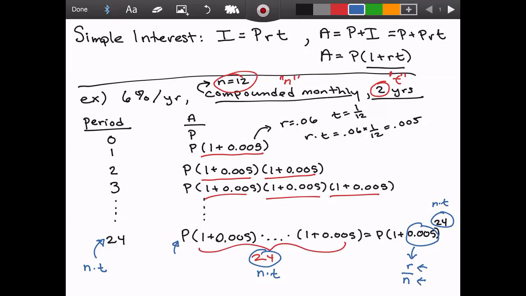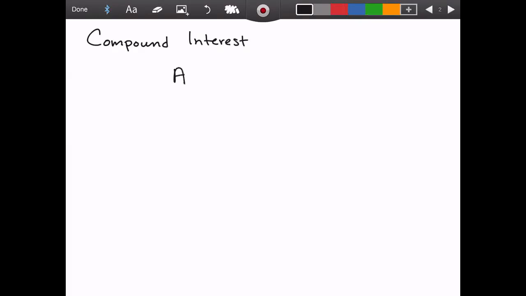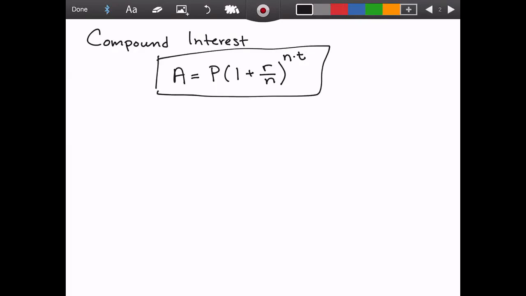All right, let's put all this together and we get our compound interest formula. So our formula for compound interest is going to be our accumulated value after so many years, after 2 years, is going to be your principal times 1 plus the interest rate divided by the number of times it's compounded per year, raised to the n times t power, which is the total number of compounding periods. All right, so this is compound interest when you're dealing with interest that compounds n times a year.